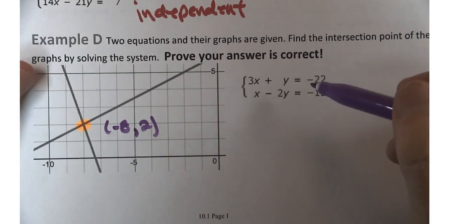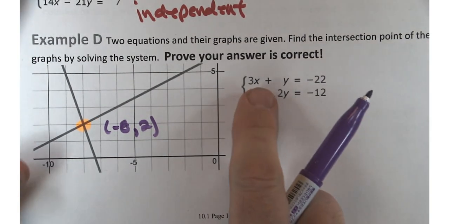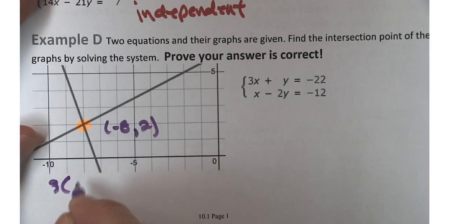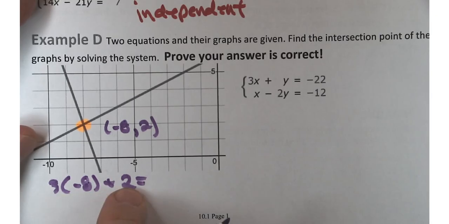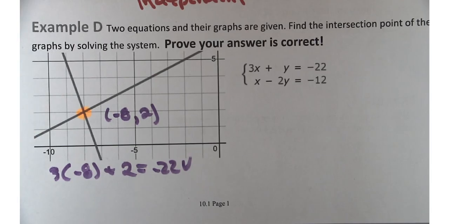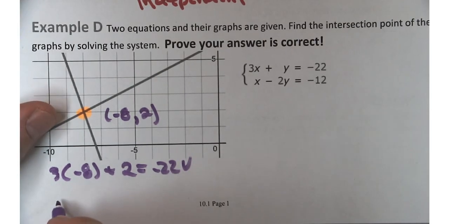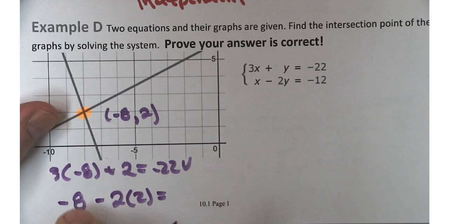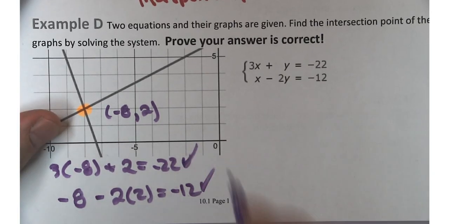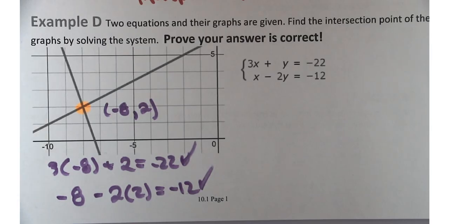And to prove that you got it correct, what you could do is plug it into both of these and make sure that it works. So that would be 3 times -8 plus 2. -24 plus 2 is -22. So that works. What else could you do? Well, let's see, I guess we got to check it the other way too. -8 minus 2 times 2. -8 minus 4 is -12. So that one works. It works in both of these. So it's a solution. Yay.